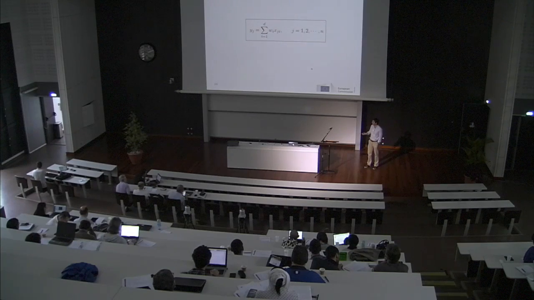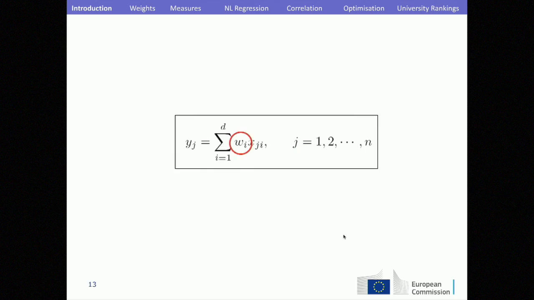So my talk's going to focus, there are many things that go into a composite indicator, but I'm going to focus on this weight term here. So one of the first things you might think, okay, how do I actually choose the weights that go into this weighted average? Okay.